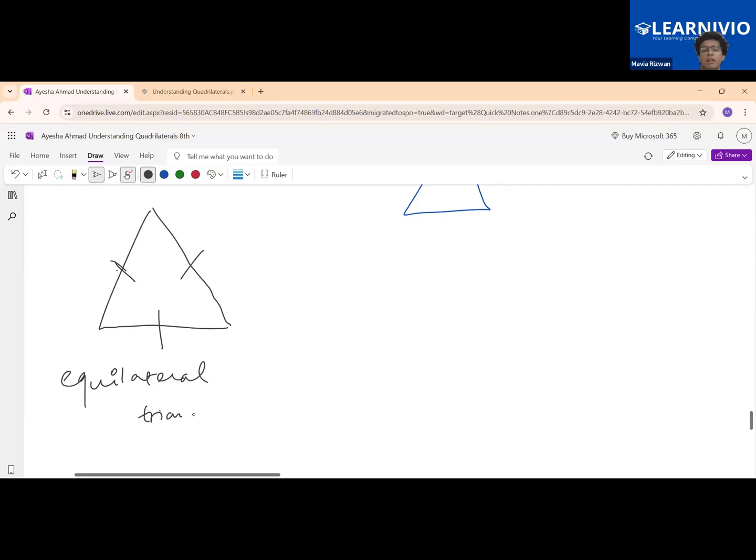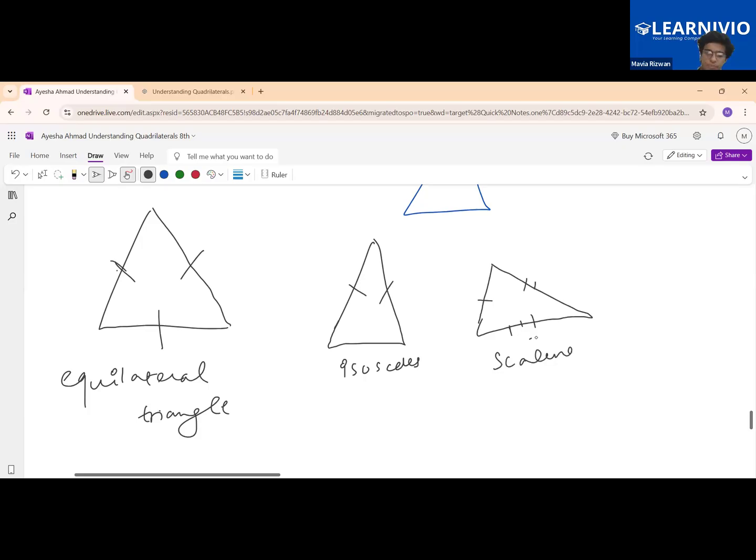We have another triangle in which two sides are equal. That we call an isosceles triangle. This is very basic. Which doesn't have any equal side is called scalene. Yes, very good. The last one is known as a scalene triangle. Okay. Equilateral, isosceles, scalene. This is very basic.